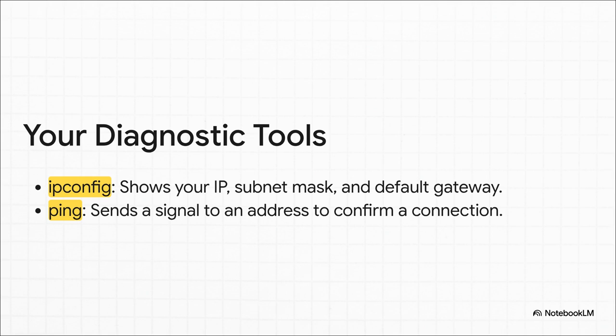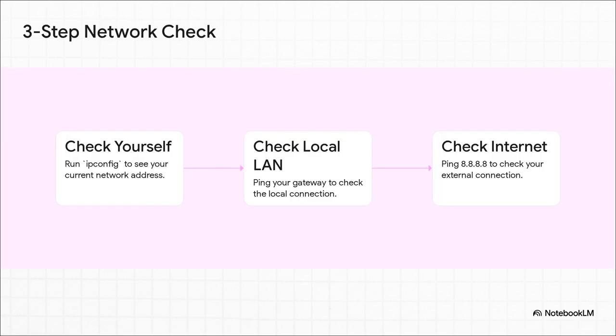The second tool is ping. Ping is basically the network equivalent of yelling Marco and waiting to hear Polo back. You send a tiny signal to another address, and if you get a reply, you know you have a live connection. So when things go wrong, how do you use these tools? You follow this dead simple three-step check. Step 1, check yourself. Run ipconfig and just make sure your computer has an address in the first place. Step 2, check your local connection. Ping your default gateway. If that works, you know your connection inside the pharmacy is fine.